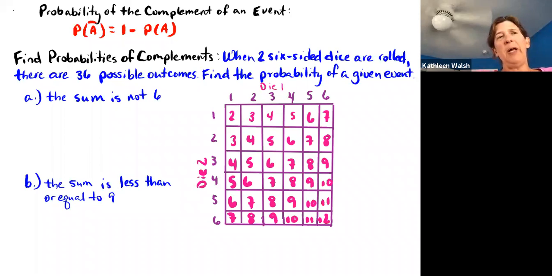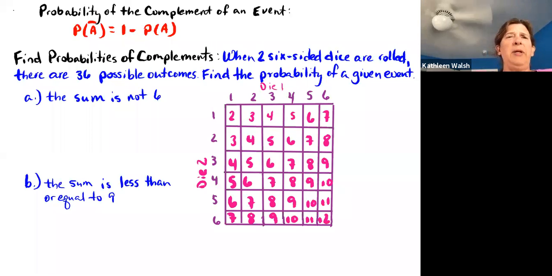So I have a formula at the top of the page, and it says the probability of A bar is equal to 1 minus the probability of A. Well, the probability of A bar is an indication that we're talking about a complement of an event. And sometimes it's easier to look at the complement of an event to get an answer. So let's look at the question and you'll see what I mean.